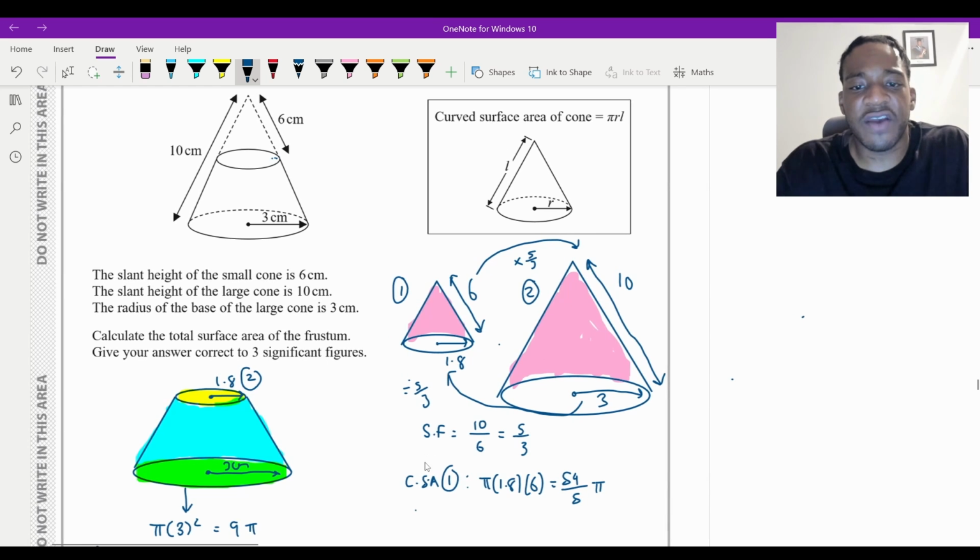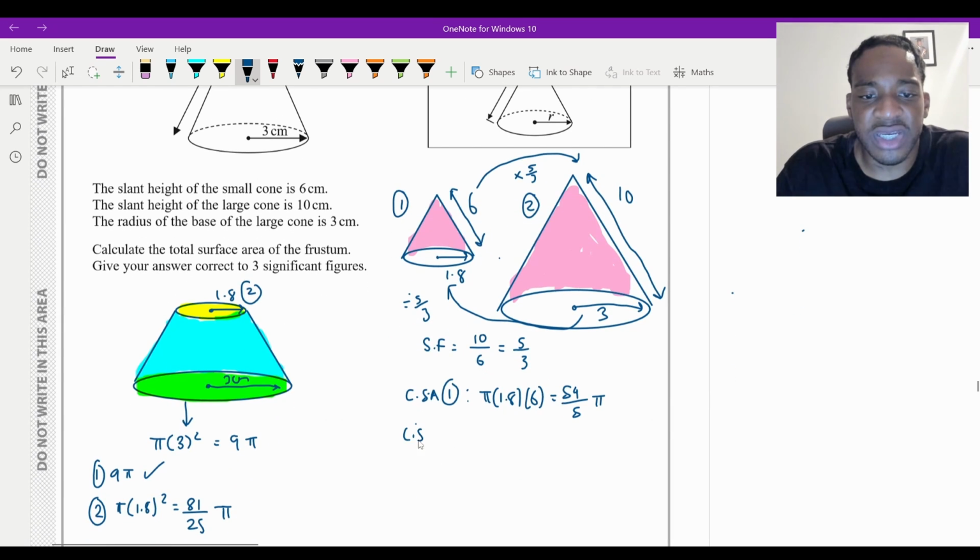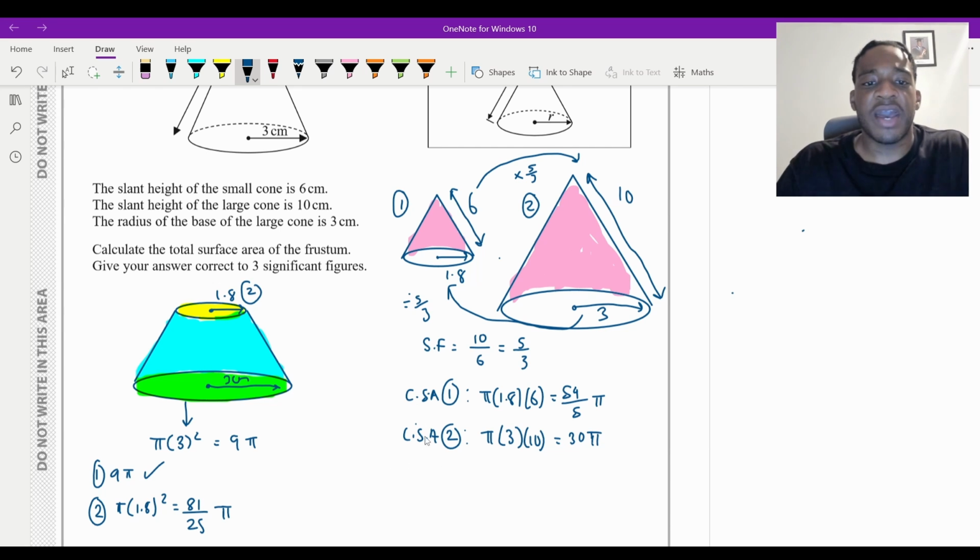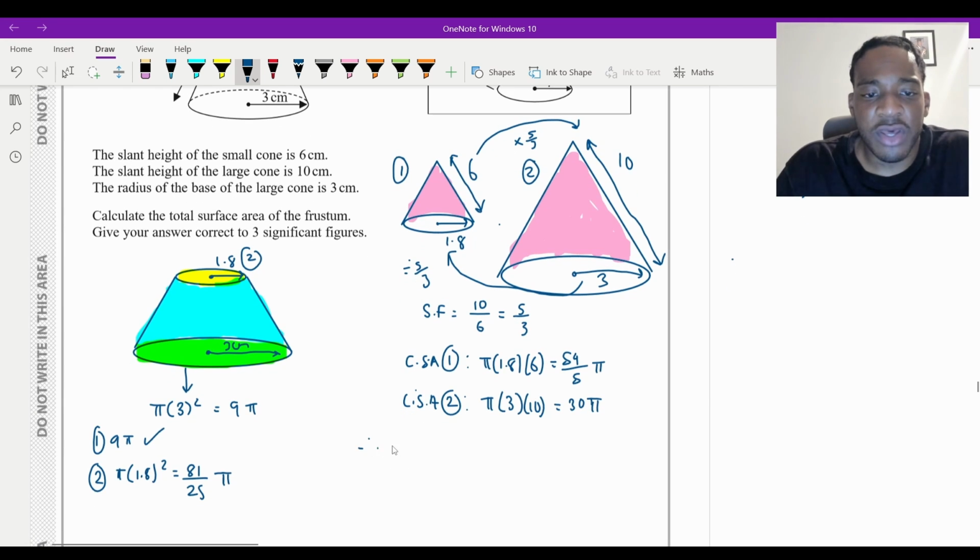And then the curved surface area of the larger cone, CSA number 2, this is going to be pi times the radius, which is 3, and the slant height is 10, isn't it? So this is just 30 pi. I don't need to put this into my calculator to be fair. That's 30 pi. And that means, therefore, the curved surface area of the frustum is just going to equal those two, take away each other. So it's going to be 30 pi, the larger one, take away the 54 over 5 pi, isn't it?